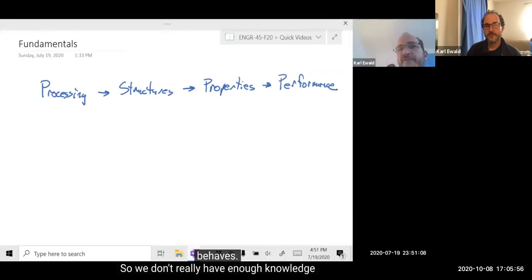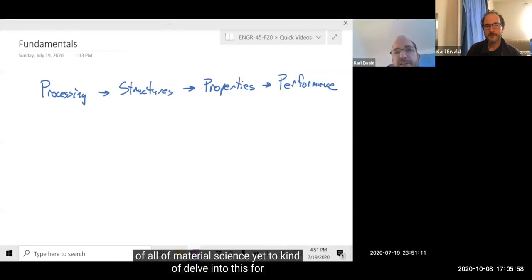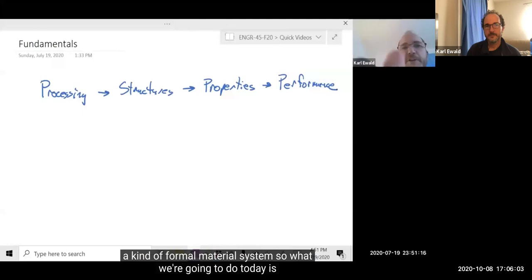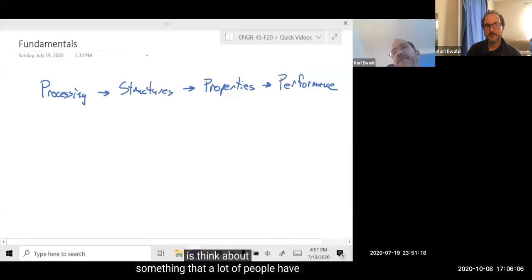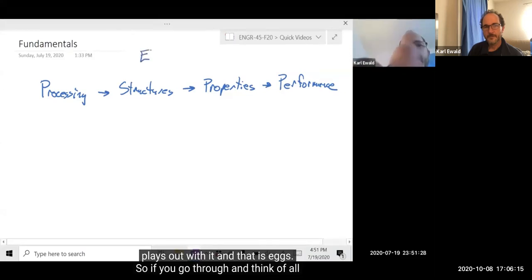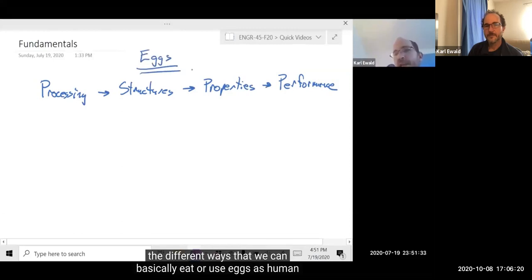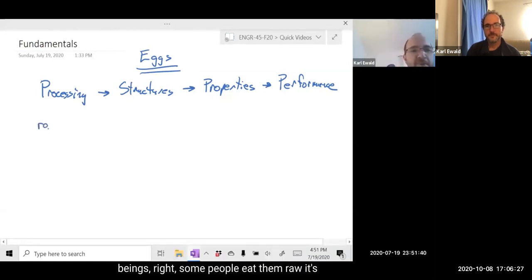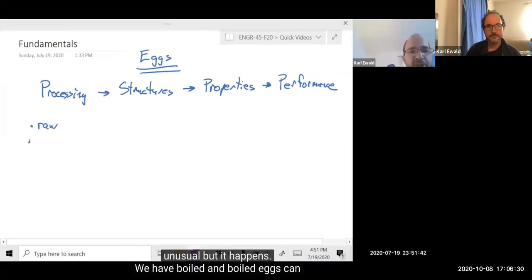So we don't really have enough knowledge of all of material science yet to delve into this for a formal material system. So what we're going to do today is think about something that a lot of people have eaten before, that has a lot of variety in how this process plays out, and that is eggs. So if you think of all the different ways that we can eat or use eggs as human beings, some people eat them raw. It's unusual, but it happens.